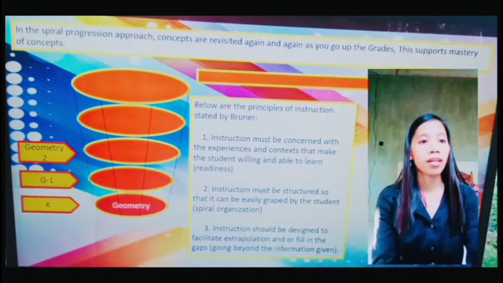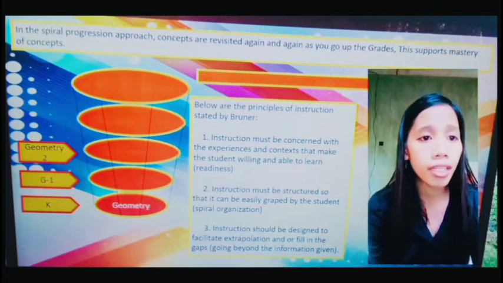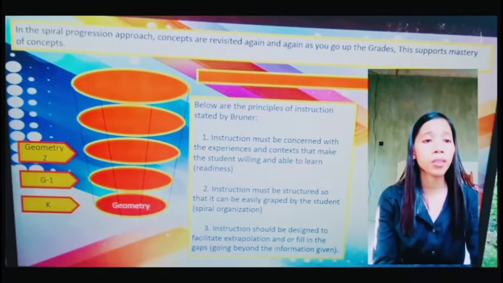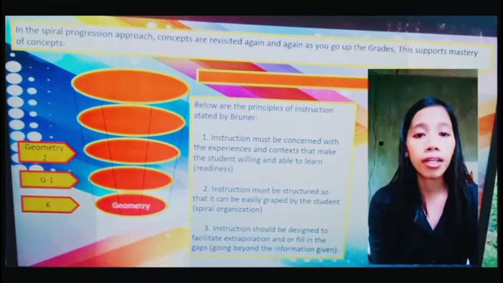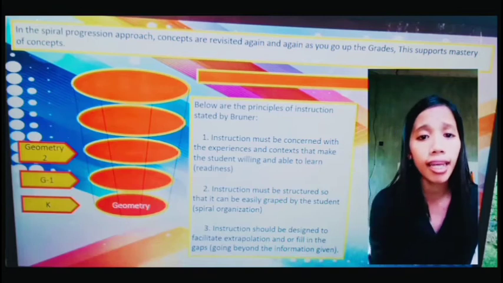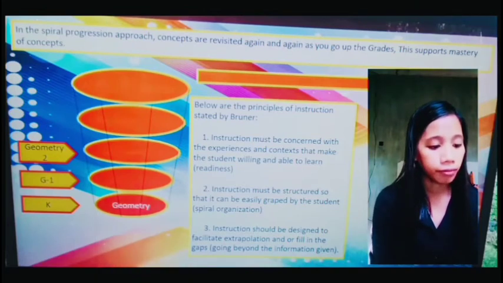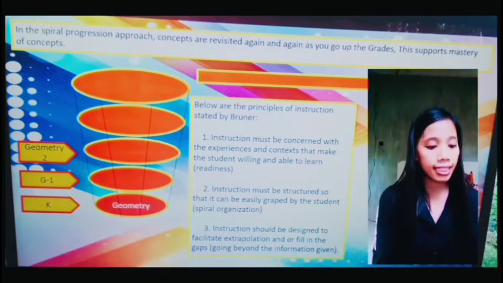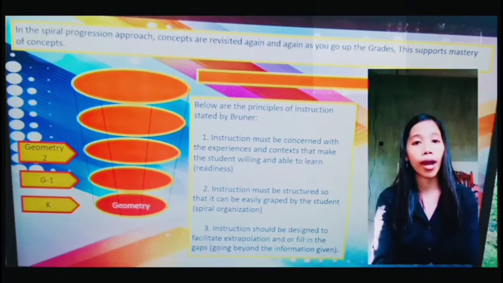Number 2, instruction must be instructed so that it can be easily grasped by the student. Spiral organization. Dapat dito ay kailangan na mag-organize ang mga bagay na ituturo sa atin. Kailangan ay handa din ang mga instructor na magbigay din ng iba't ibang kaalaman. Dapat ay nakabalangkas din ang mga panuto upang mas madali itong maunawaan ng mga mag-aaral.